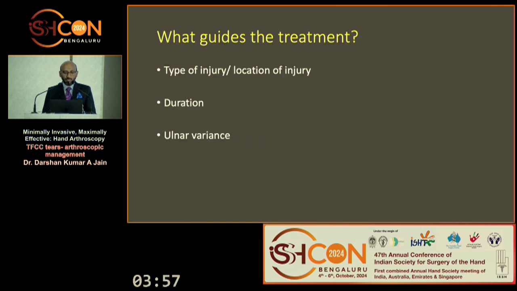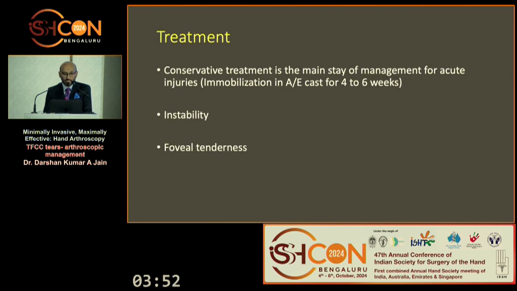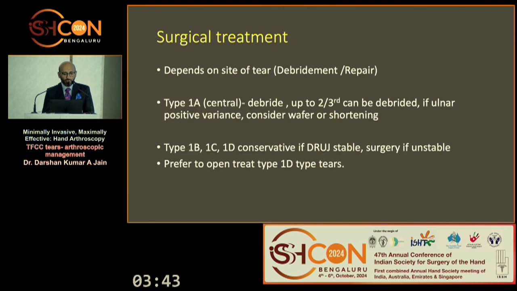And what are the guidelines? Mainly the type of injury, location of injury, duration and ulnar variance guide our management. Much of the time, if they present initially, you always strive for conservative immobilization with a cast, which definitely gives good results. And if they have instability and foveal tenderness, that's where you need to repair. The surgical treatment always depends on the site of the tear. For a central tear, many times we debride, unless you have some exception where you have a flap which is repairable, then you could use it. Type 1BC conservative management, and type 1D I prefer to do an open treatment.